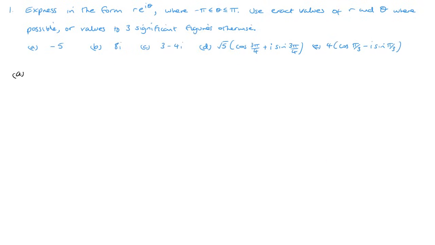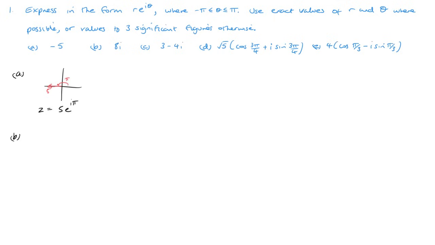Okay, so let's do part A. So minus 5 is, let's do this in red so it shows up, this direction, isn't it? 5. And this is the angle. This angle is pi. So this will be z equals 5e to the i pi.